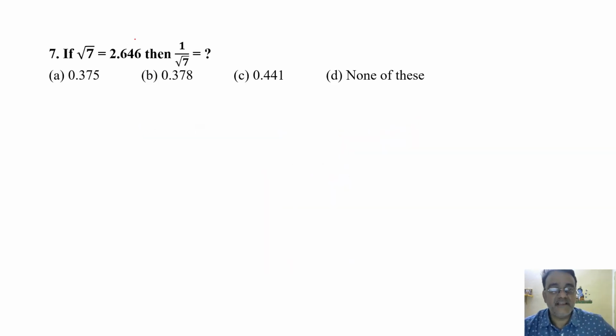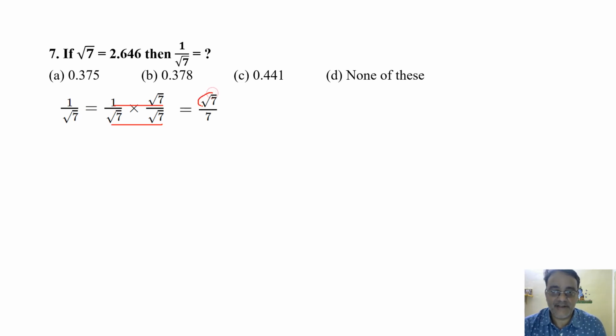If root 7 is equal to 2.646, then what is the value of 1 upon root 7? So what we will do, 1 upon root 7 को सबसे पहले rationalize करेंगे. So what is the rationalizing factor of root 7? रूट 7 का रैशनलाइजिंग फैक्टर क्या होगा? रूट 7, क्योंकि दोनों को मल्टीप्लाई करने से हम लोग को रैशनल नंबर मिलेगा. सो रूट 7 से मल्टीप्लाई डिवाइड करेंगे. सो दिस विल बिकम 7 and the numerator will become root 7. So root 7 by 7.